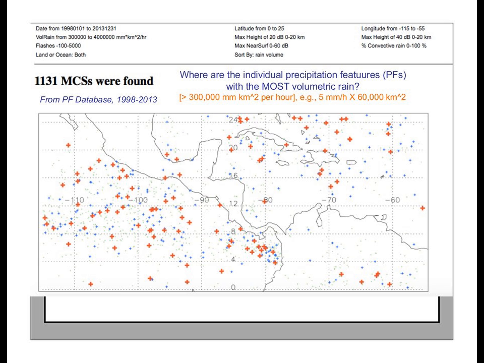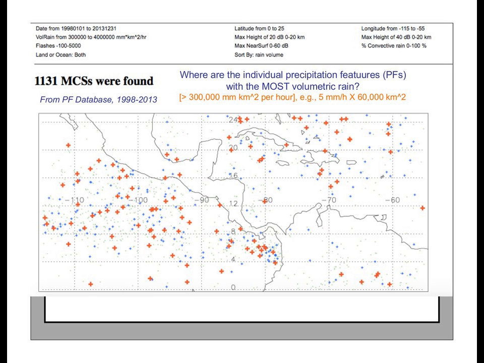So this is an answer to the question, where are the individual precip features with the most volumetric rain, that is greater than 300,000 of these units, which basically says 5 millimeters an hour for 60,000 square kilometer area. And you can see that the oceans dominate this. And my guess, and that's more than a guess, I've checked this, these features up here in the trade wind region are mostly tropical cyclones or hurricanes.